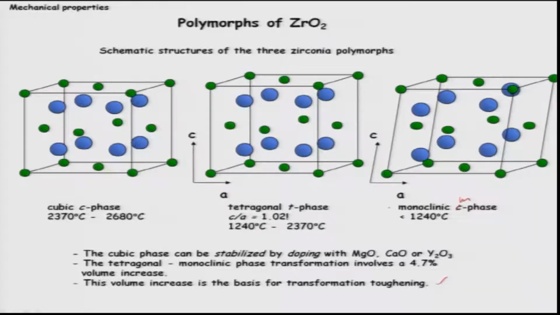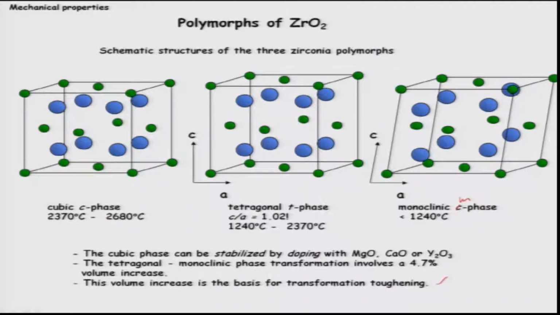Zirconium oxide can have 3 different polymorphs. Cubic, which is stable from 2370 to 2680 degrees Celsius, very high temperature, and then there is a phase called T phase, which is known as tetragonal with the c/a ratio of 1.02. It is stable at intermediate temperature from 1240 to 2300 degrees Celsius, and at lower temperatures from 1240 to room temperature, monoclinic phase is stable.